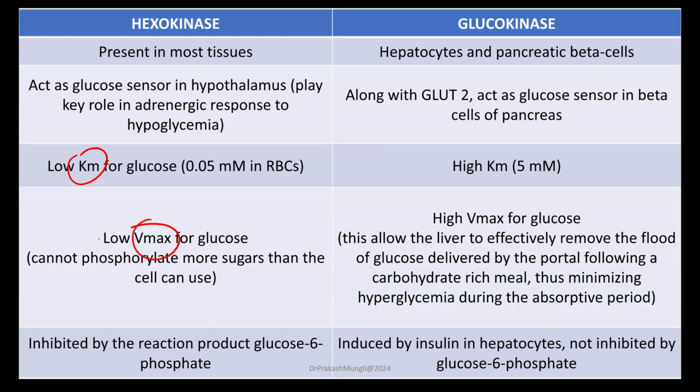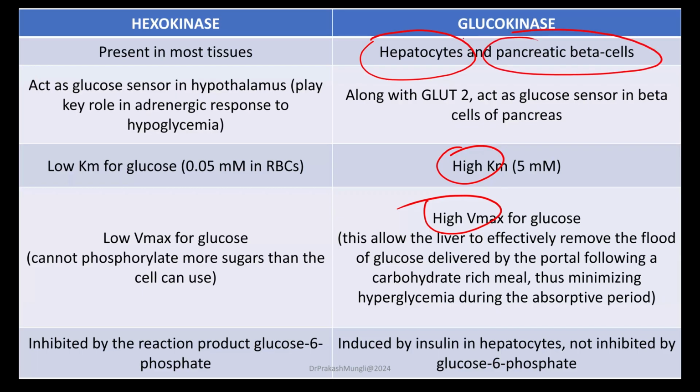Now come to glucokinase. Look at glucokinase. Glucokinase is a high Km and high Vmax enzyme, exactly opposite to hexokinase. Now, to understand why it is high Km, high Vmax, you should know the location of glucokinase: hepatocytes and pancreatic beta cells, liver and beta cells of pancreas.